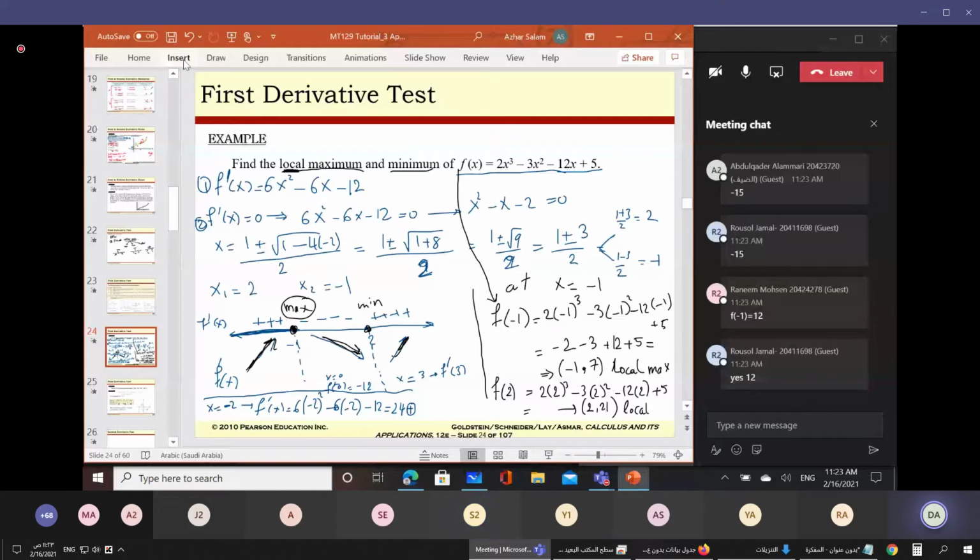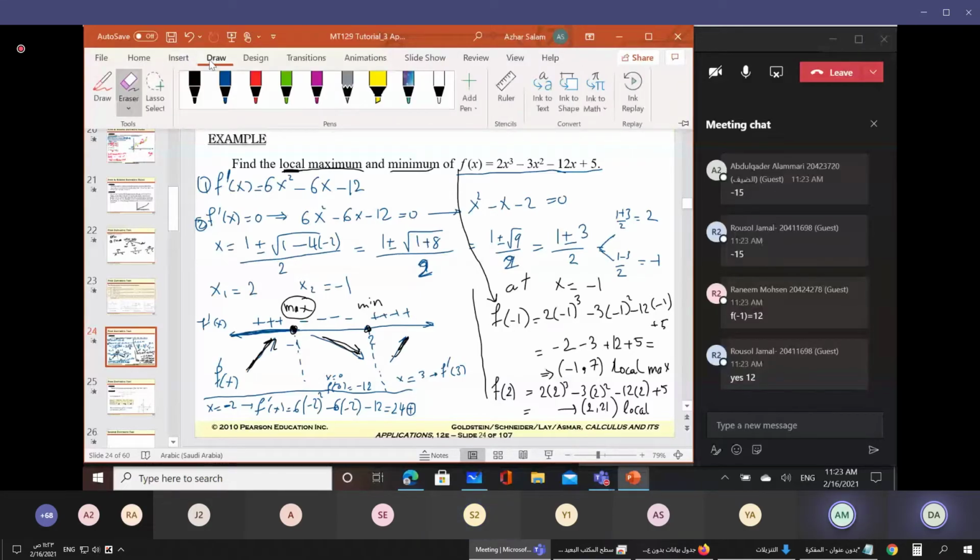12, right? I think because in the first you put 2 multiplied by minus 1, right? Yes, this is minus 2. And minus 1 squared is plus 1, so this is minus 3. Minus 12 multiplied by minus 1 is plus 12. And this is plus 5.